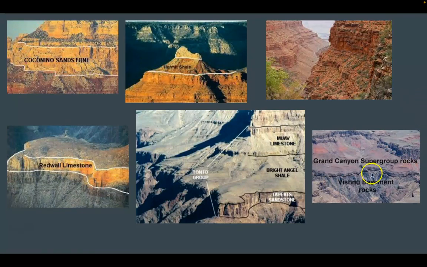And then this last picture, this section up here, the supergroup rocks of the Grand Canyon, is all of these that I just described. And then the Vishnu group of rocks is metamorphosed submarine sedimentary rocks. So that just means that they're basement rocks and they're below all of the other rock layers that have come up over time.